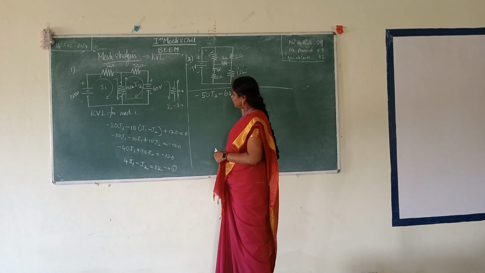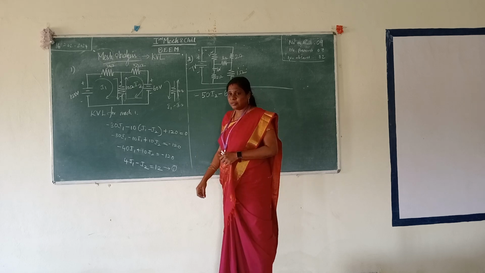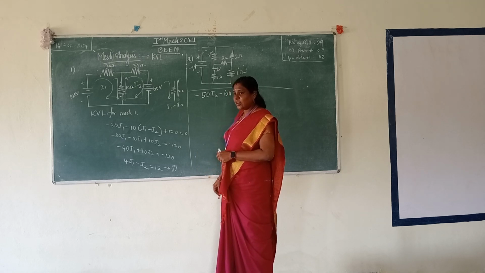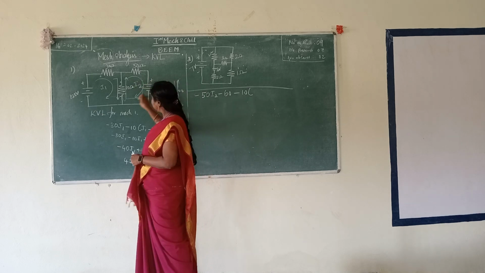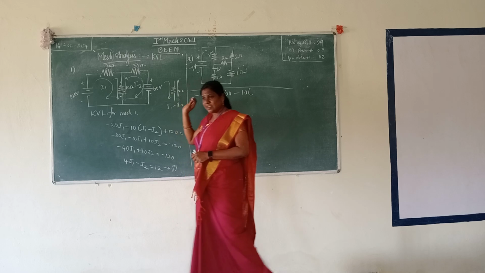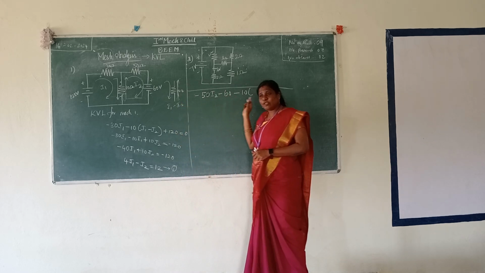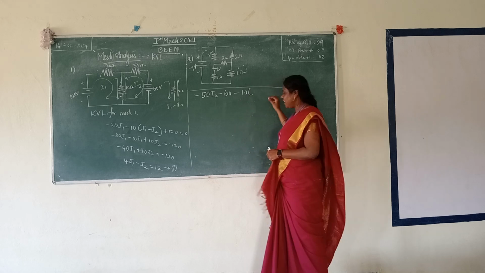Minus 10 into what? Whatever it is, for resistance we will write minus. Minus 10 into now I2 minus I1. Very good.